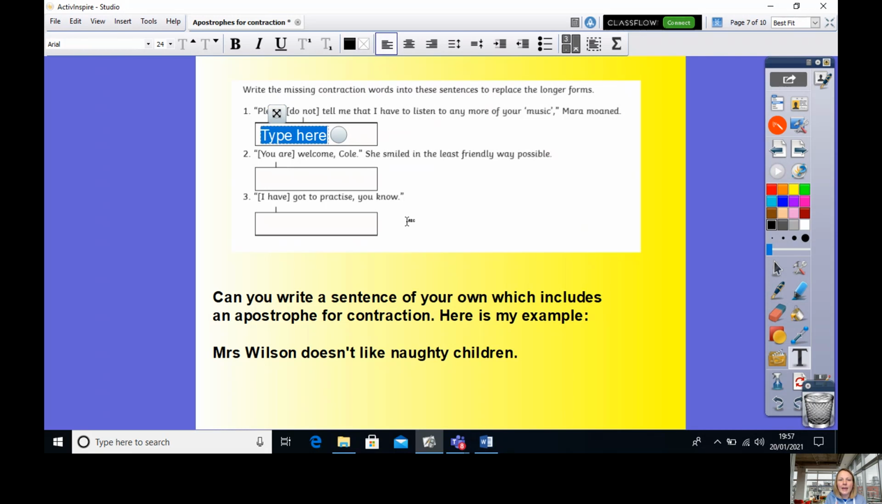So again, it's on the page if you're using the worksheet on Teams or the website. If not, just write it down, number 1, 2, 3, the 3 contractions that you will make by using do not, you are, and I have. After you've done that, it says, can you write a sentence of your own which includes an apostrophe for contraction?